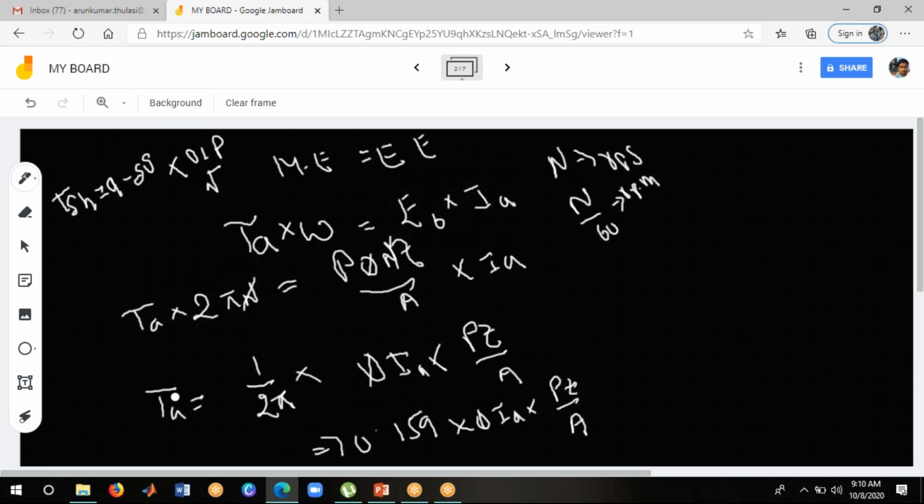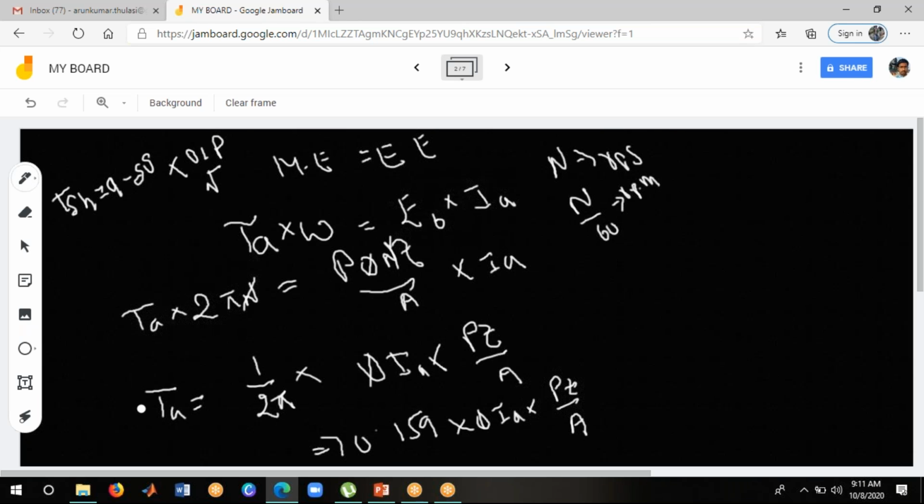So here armature torque is present in the armature, and shaft torque is available on the shaft that is connected between the load and the motor. Okay? Between the load and the motor we connect something like a rod. So the torque available there is called the shaft torque.